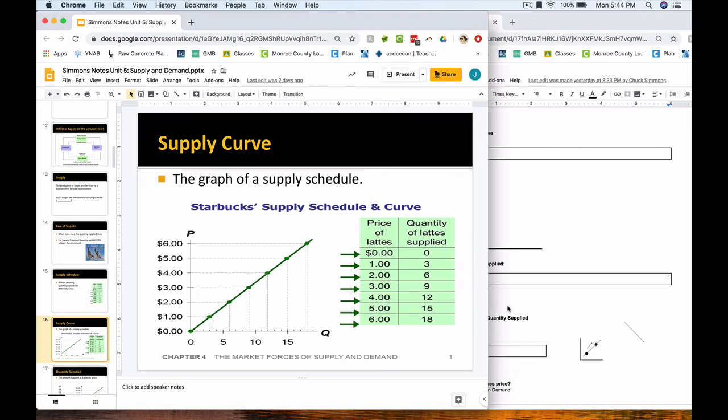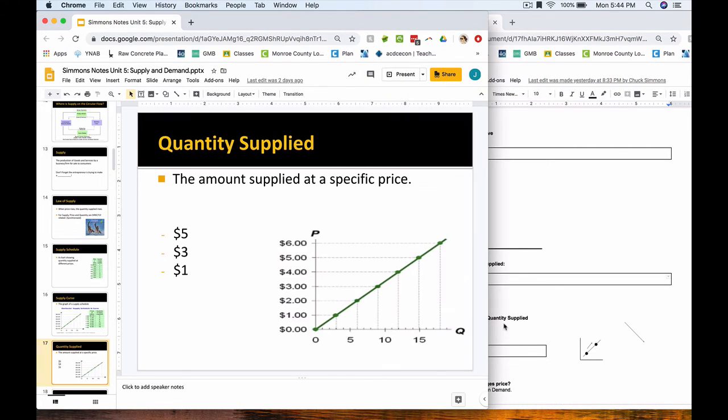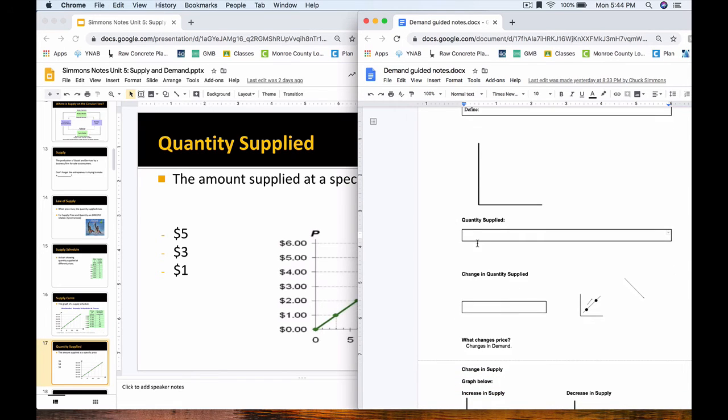And we're going to talk about that in a little more depth, but it really does matter when we talk about changes in quantity supplied that you understand that quantity supplied is quantity supplied at different prices, because we're going to talk about the supply as a whole curve. So supply is the whole equation. Quantity supplied are the inputs to that equation.